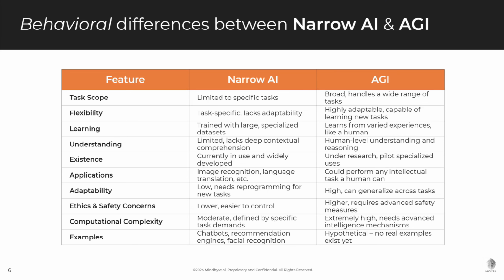Its existence: currently narrow AI is in use and widely developed. Artificial general intelligence, generally speaking in the industry, is under research and is piloted in specialized use cases like ours. What we do with med ops and law ops in healthcare and law. Applications: narrow AI is used for image recognition, language translation, simple tools. AGI basically can perform any kind of intellectual task a human can.